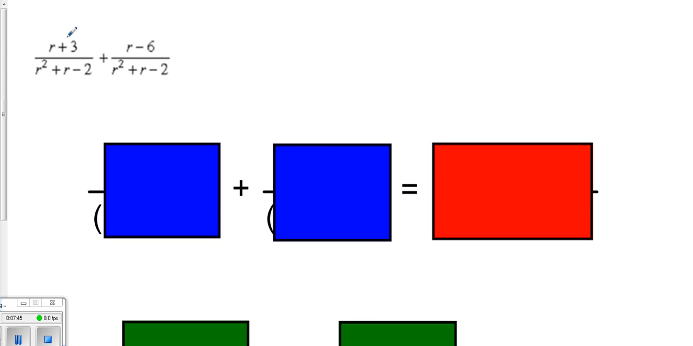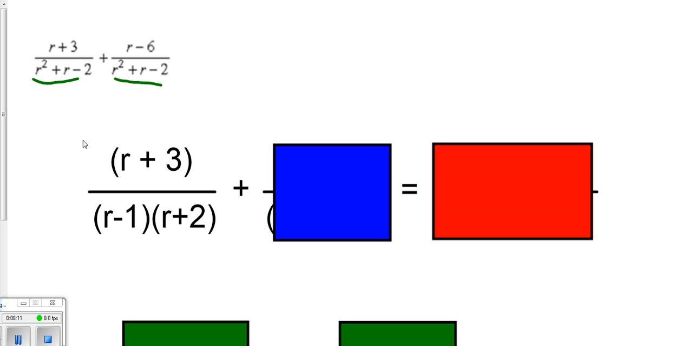Let's do another one. r plus 3 over r squared plus r minus 2 plus r minus 6 over r squared plus r minus 2. Now again, we can notice common denominator is already there. So that'll make things easy. We don't have to change our denominator at all, but we are going to have to factor it just to help us in the future here. r squared plus r minus 2, if we do the AC method of factoring, it becomes r minus 1 times r plus 2.